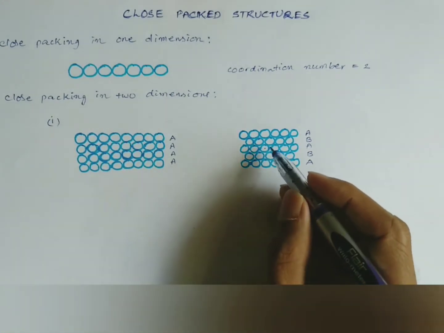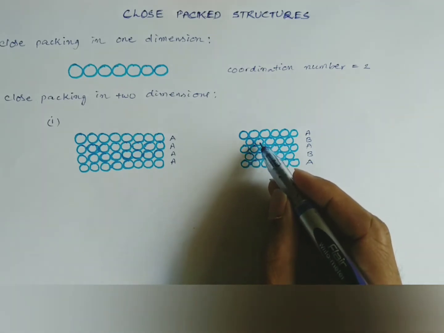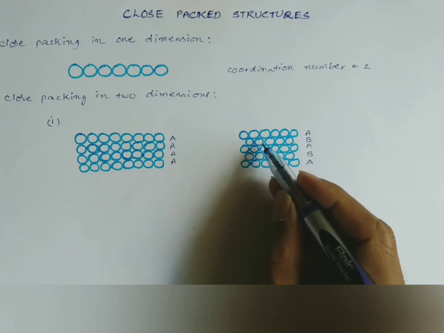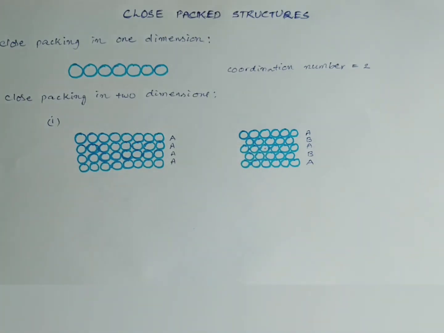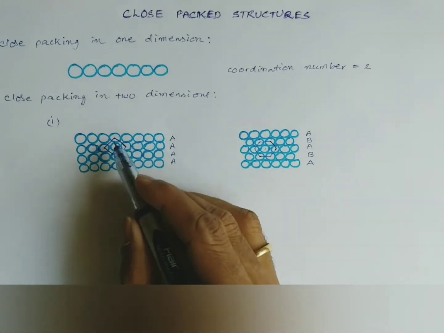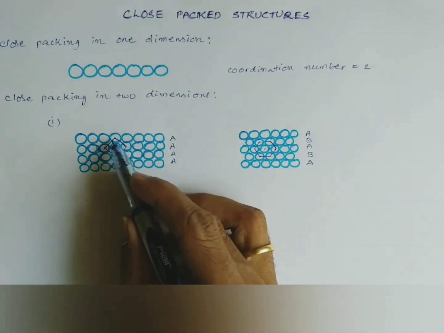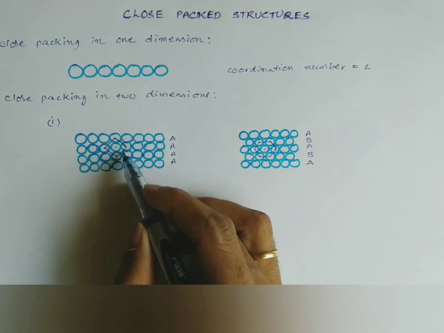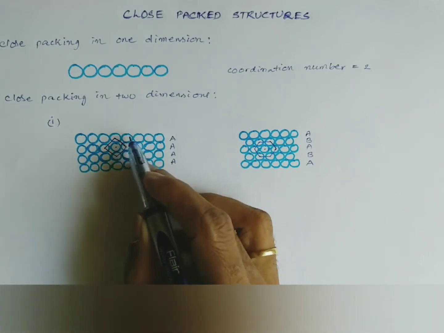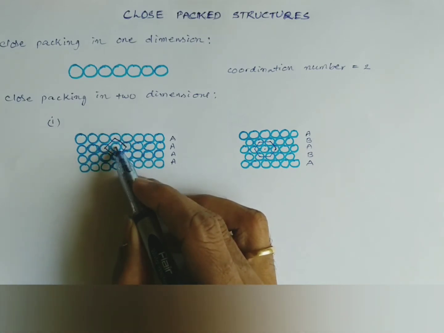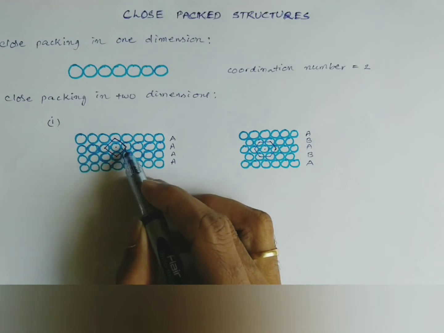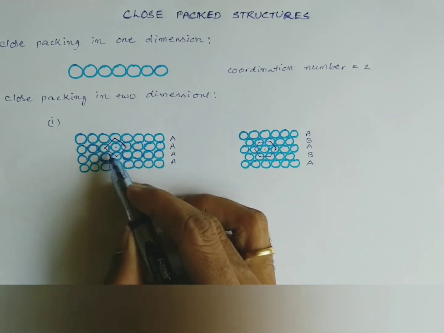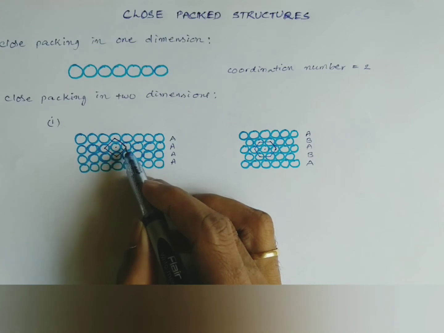So let us draw an imaginary line joining the nuclei of the surrounding atoms like this. If you draw an imaginary line joining the nuclei of the surrounding atoms, you will get a square shape like this. So that is why it is called square close packing in 2 dimensions. So this is a 2-dimensional layer, and if you consider this atom, it is surrounded by 4 atoms, and if you draw an imaginary line joining the nuclei of the surrounding atoms, you will get a square shape. So that is why it is a 2-dimensional square close packing.